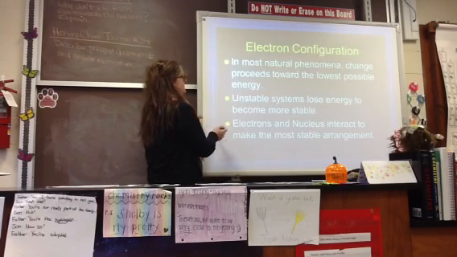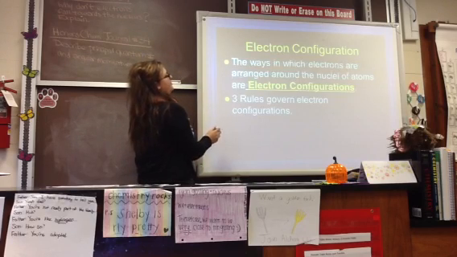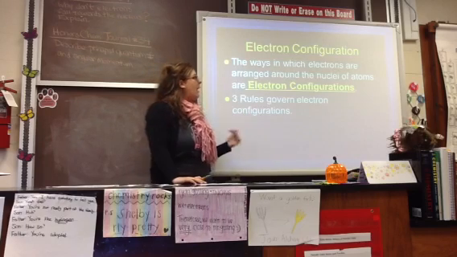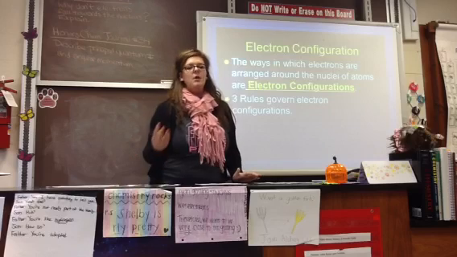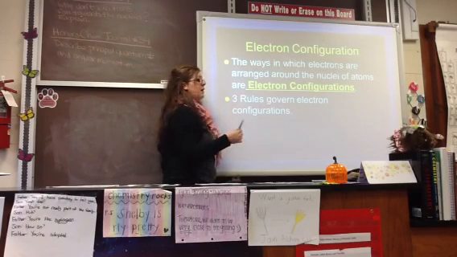So these are just the objectives. I'm going to skip this for just a second. Okay, the way that electrons are arranged around the nucleus of an atom, we call that its configuration, an electron's configuration. I just said there are 3 rules that are going to govern this.